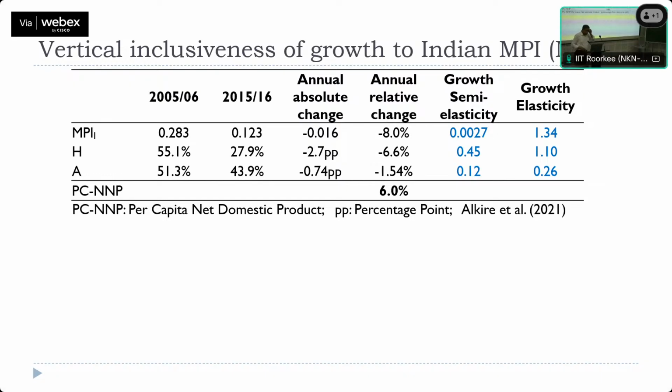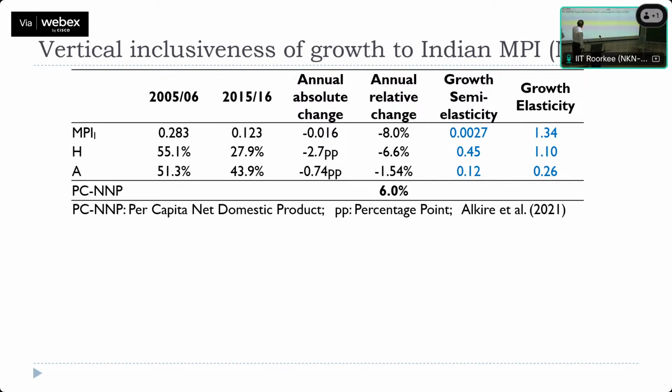So this is what we got. We use the data between the 2005-6 DHS and the 2015-16 Demographic Health Survey. If you look at the Indian version of the MPI, we got an MPI value of 0.283 in 2005. It went down to 0.123. This is the change in MPI. The headcount also went down from 55% to 28% around. The intensity also went down from 51 to 43.